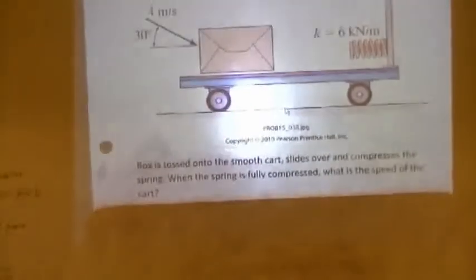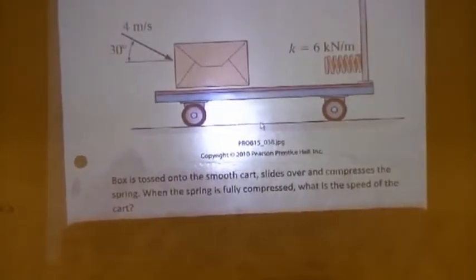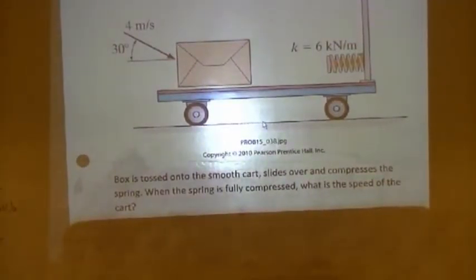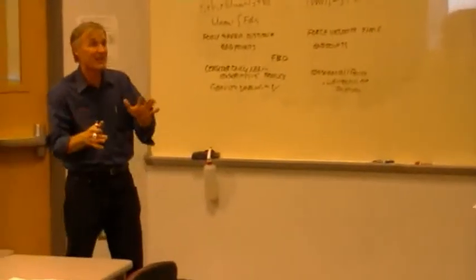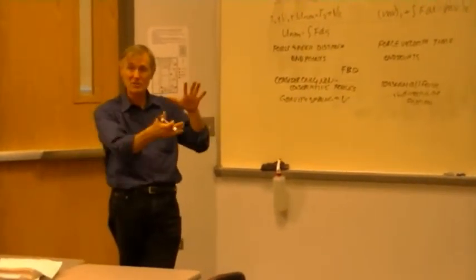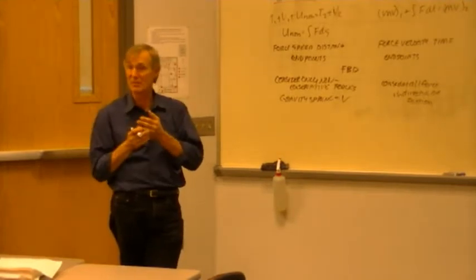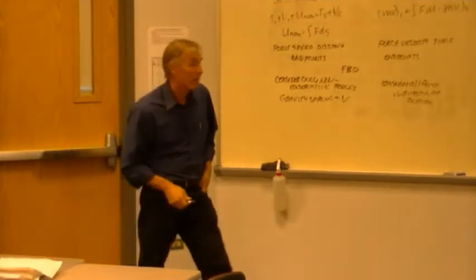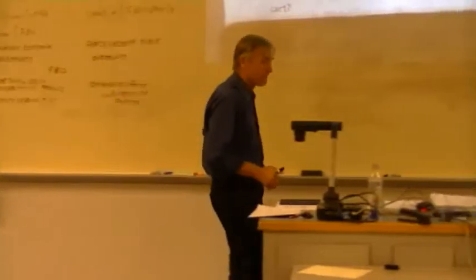The box is tossed onto the smooth cart, slides over, and compresses the spring. Once the spring is fully compressed, what happens? What is the speed of the cart? This is a really good momentum problem because we have beginning momentum and ending momentum of a system. The beginning momentum of a particle combines with the cart, and now we have the ending momentum of the system. Okay, so let's do that.